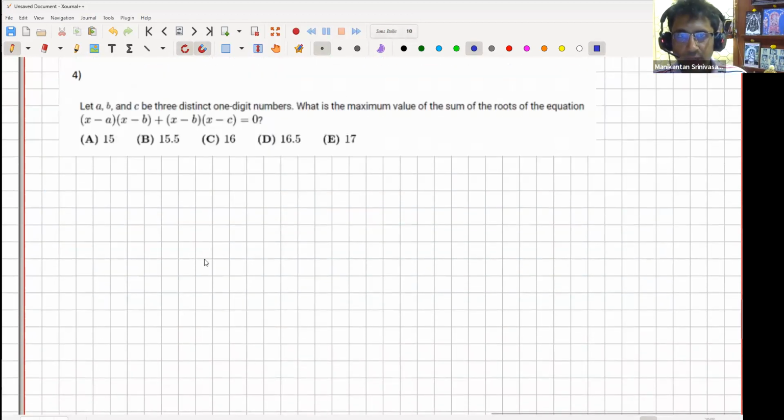Let A, B, and C be three distinct one-digit numbers. What's the maximum value of the sum of roots of this equation?